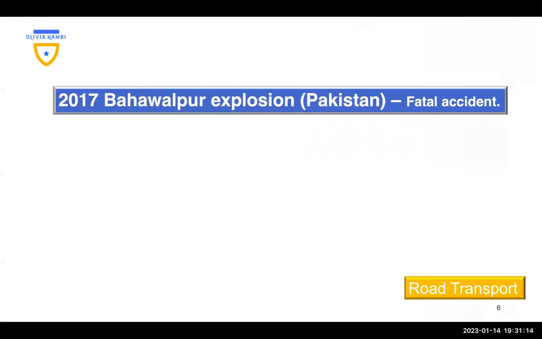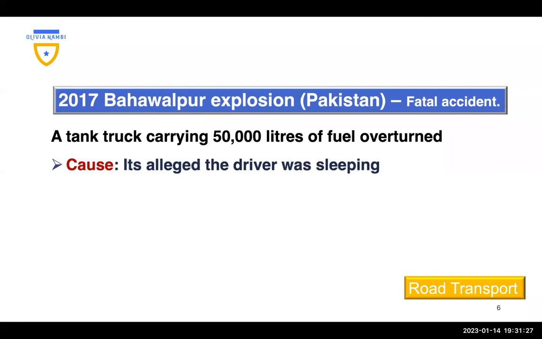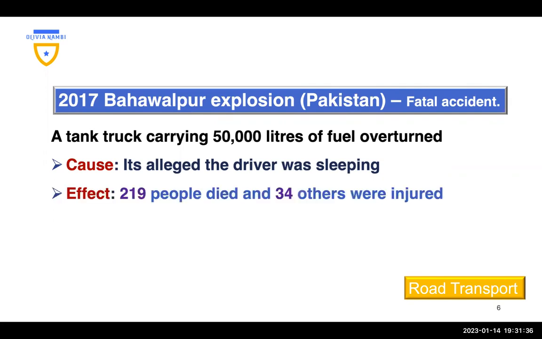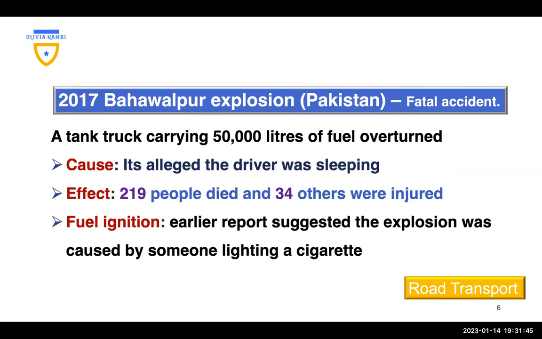The second accident was the Pakistan explosion in 2017, and this was road transport. A tank truck carrying 50,000 liters of fuel overturned. It's alleged the driver was sleeping. 219 people died and 34 others were injured. An earlier report suggested the explosion was caused by someone lighting a cigarette. Now, someone could ask, where did all the 219 plus 34 people come from? It so happened that hundreds of residents rushed to the scene, and in the process, the tank exploded, and that's how they ended up dying.